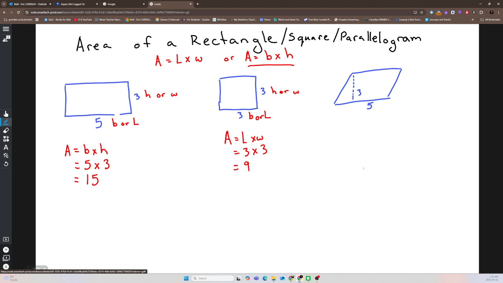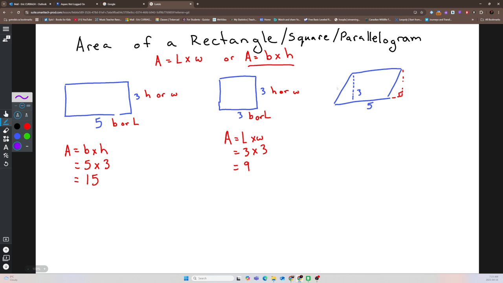For a parallelogram, they're a little different. We have to be very careful that we always use this height calculation here. It's usually shown with a dotted line inside the shape. Sometimes it can be shown with a dotted line outside the shape, but you have to make sure that you always use that number, not any of the perimeter numbers for your height.